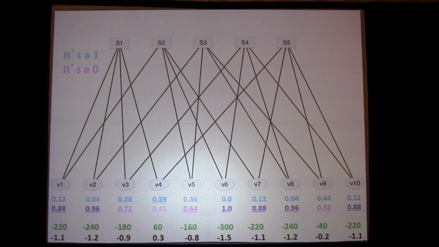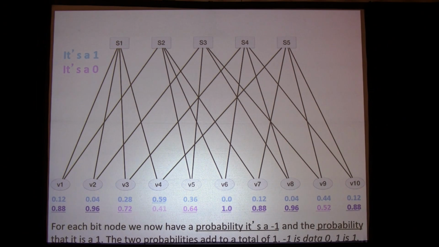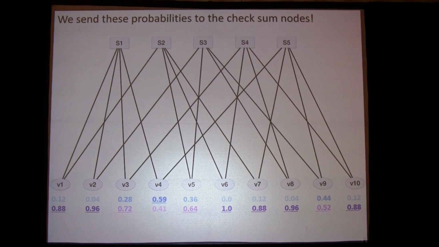What I did here, just to make it more visually obvious, is that the dark ones I'm really sure of and the light ones I'm not. Okay, for each bit node, we now have the probability it's a -1 and the probability it's a 1. They add to 1. We're good so far. We send those probabilities, the result for each one of these bits. This is our code word, bits 1, 2 through 10 of our code word. And I've computed how likely it is that each is what it appears to be. I'm going to send those. Each is going to go up the line.